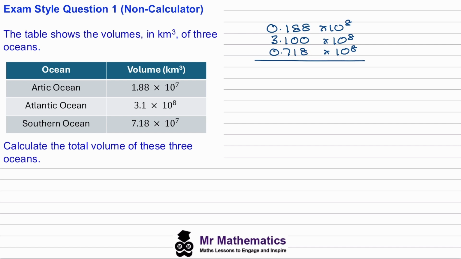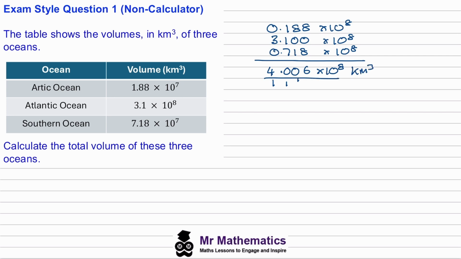So we've got the 8 add the 8, 16. The 8 add 1 is 10. And then we've got the 9 add 1 is also 10. And the 3 add the 1 would give us 4. So this will be 4.006 times 10 to the 8 kilometers cubed.